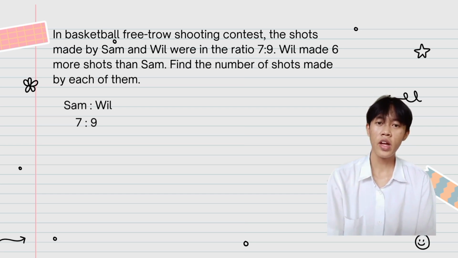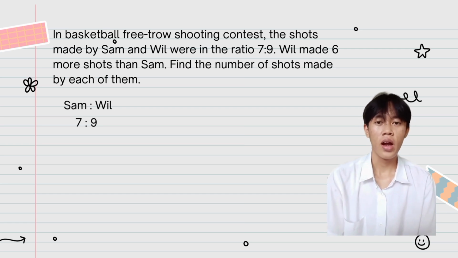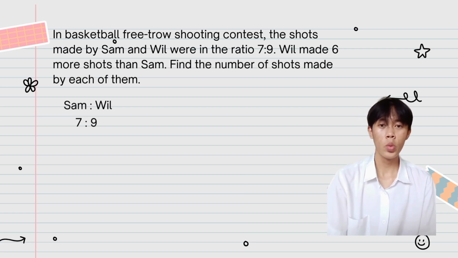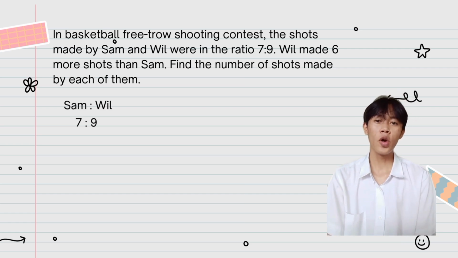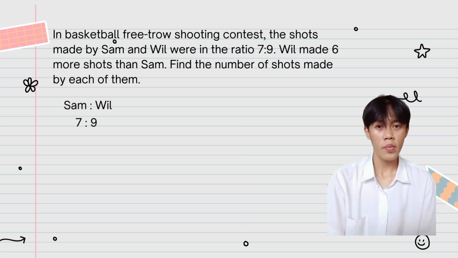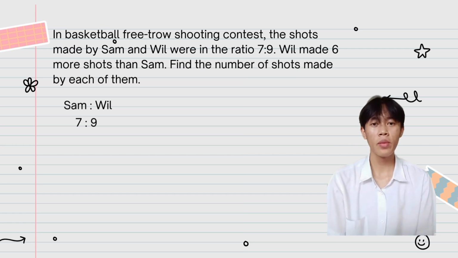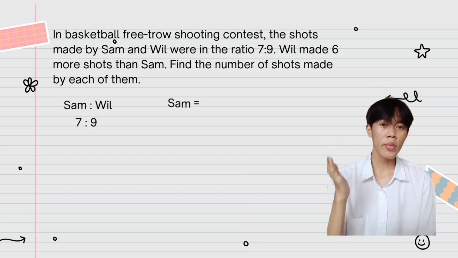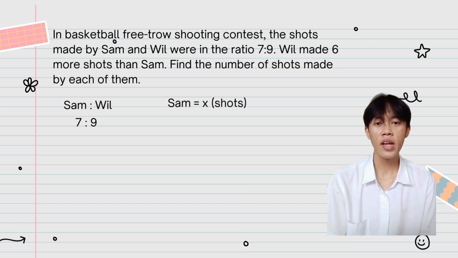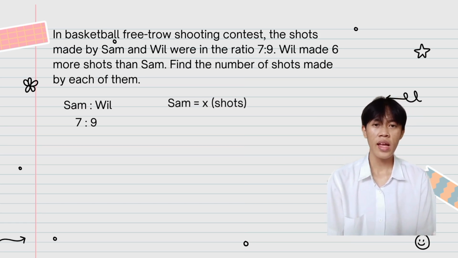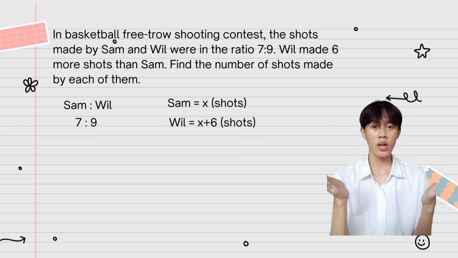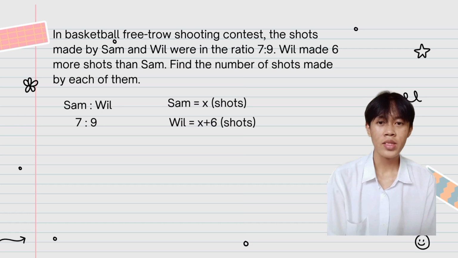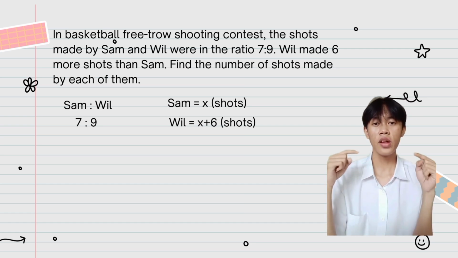So think really carefully about this. The ratio is the first thing we have to write down: 7 to 9. And this is comparing Sam to Will. But they're also telling us that Will made 6 more shots than Sam. So if Sam made x shots, then Will is going to be x plus 6 because he made 6 more.